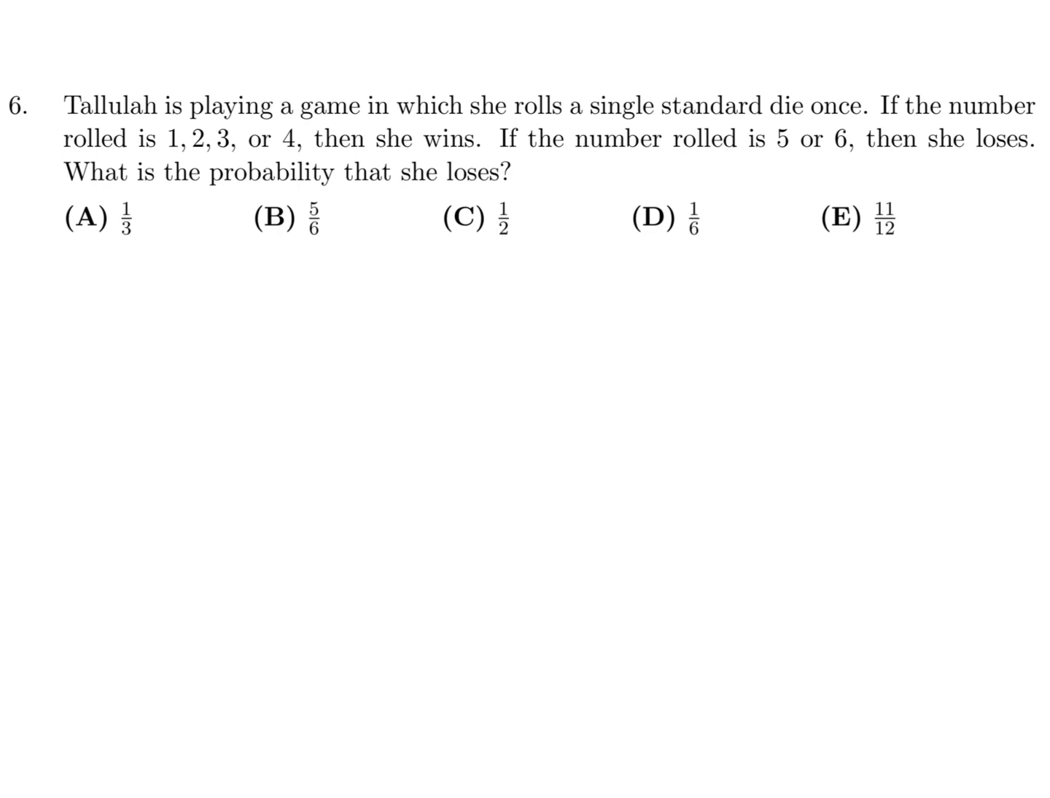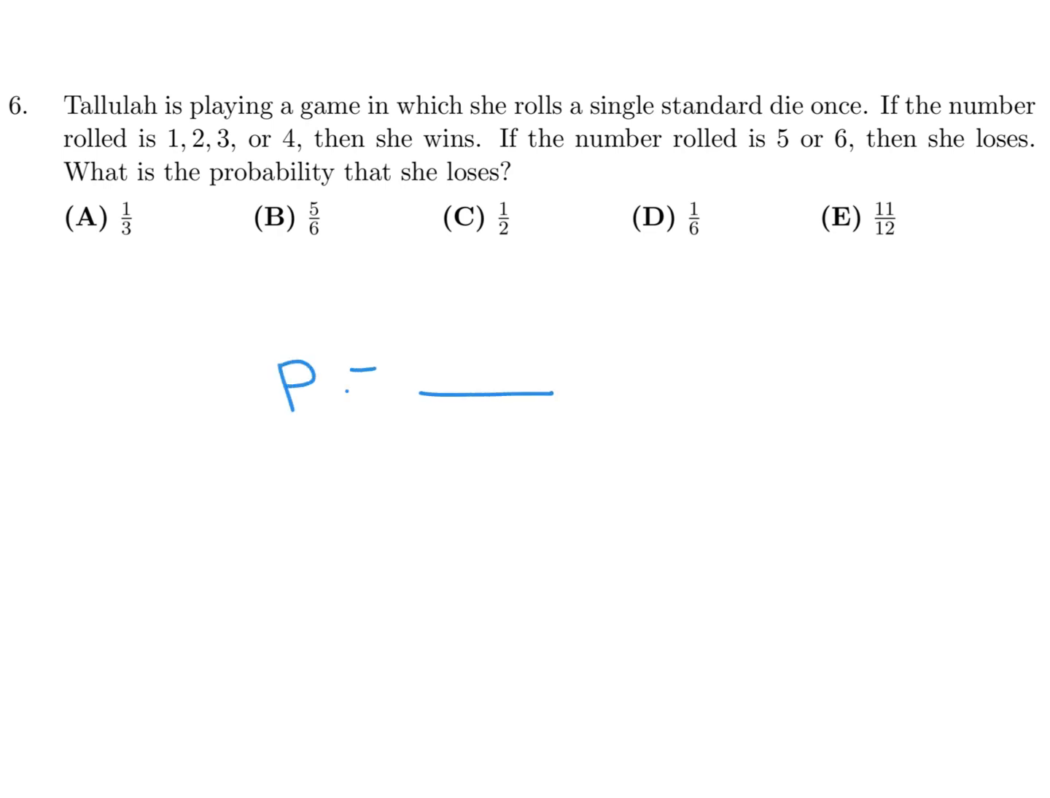Tallulah is playing a game in which she rolls a single standard die once. If the number rolled is 1, 2, 3, or 4, then she wins. If the number rolled is 5 or 6, then she loses. What is the probability that she loses?